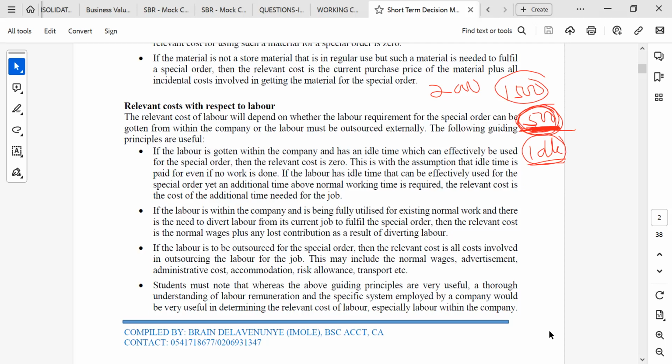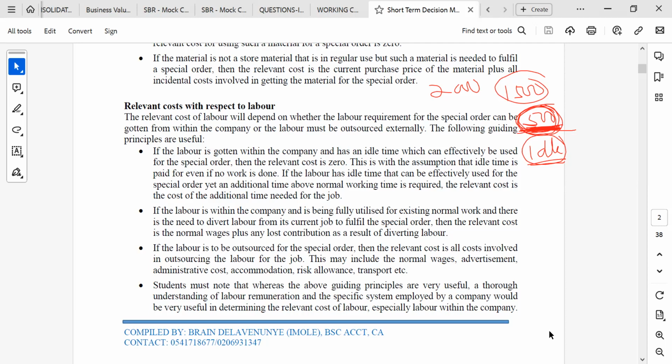So when there is a spare capacity and the company is paying for the idle time, it means that whether they work or not, the idle time will still be paid for. So if you are using them on a contract, the relevant cost will be 0, because if you don't use them, you still pay for the 500 hours. If you use them, you still pay for the 500 hours. So if you don't use, you still pay. If you use, you still pay. So you are not paying any additional cost as a result of using them on a contract. Because if you don't use them, you still pay for the 500 hours.